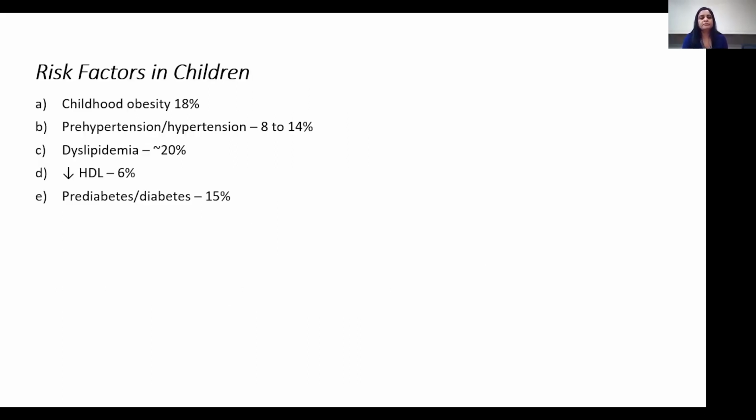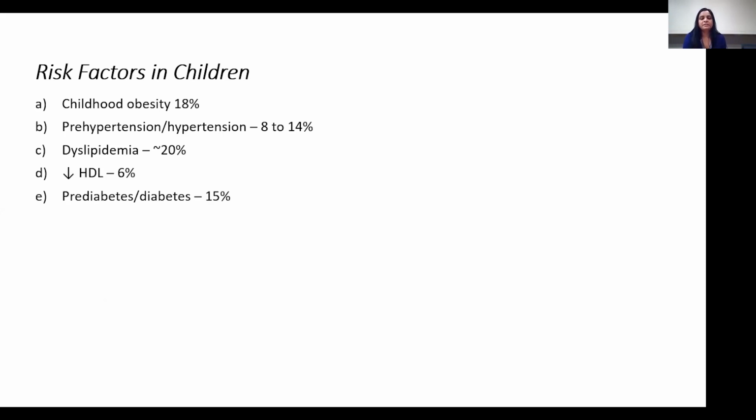Just continuing the risk factors, childhood obesity, again, pre-COVID, it was 18%. I didn't make the changes because I just want to understand. I don't have the metabolic syndrome statistics yet, post-COVID or intra-COVID, probably, I should say. So I just kept the previous statistics as they are.